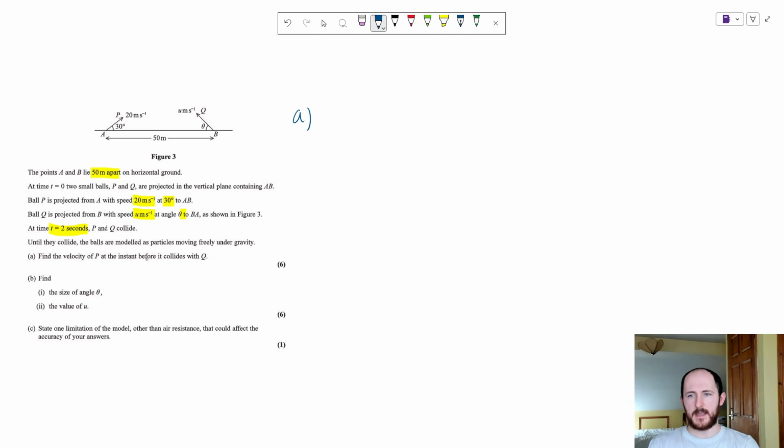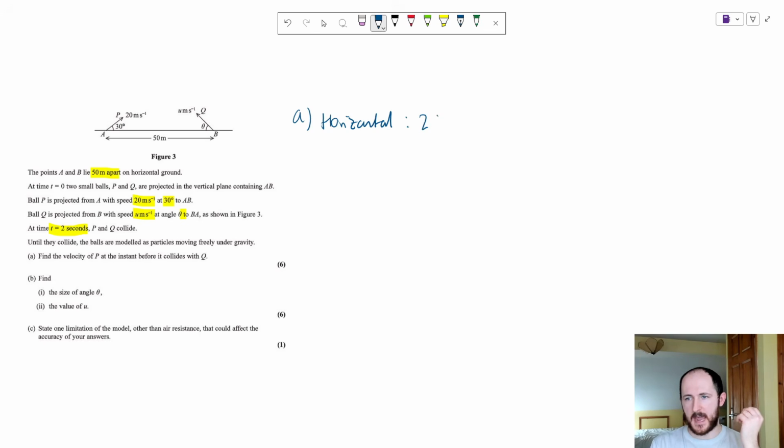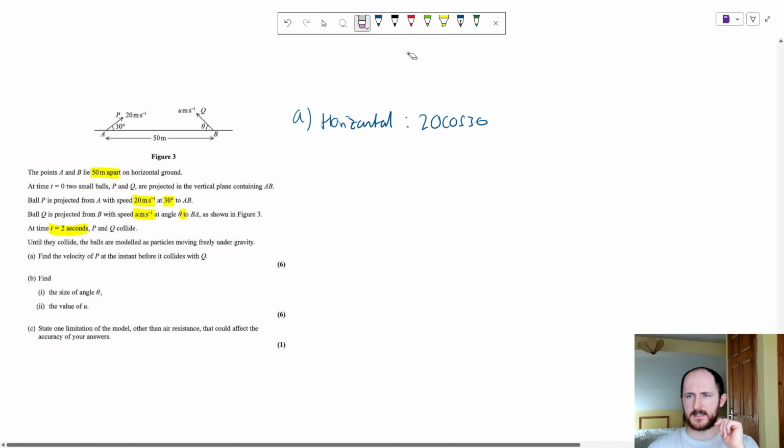So let's do that. Again, I'm going to start with horizontal because it's just quicker and easier, and I like my life being quick and easy. And horizontal velocity or speed, whatever you want to call it, will just be 20 cos 30, because as we've mentioned before, there's no horizontal acceleration. So that's all we have to do. I actually might leave it like that because I want the exact value.